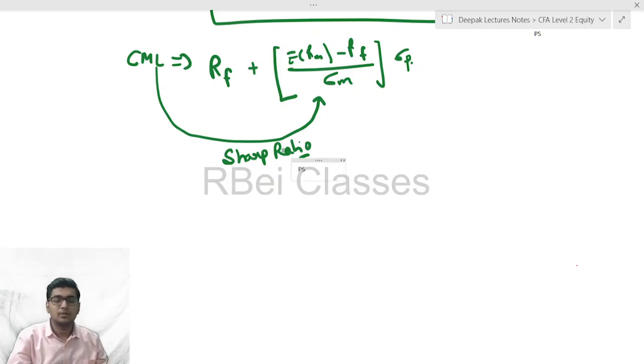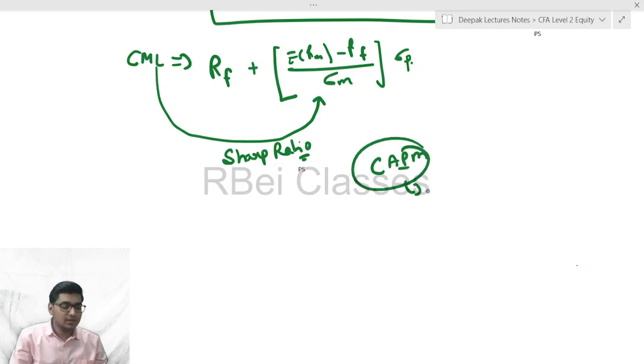Clear? Next, we have the concept of CAPM. If I start with its assumptions: securities are divisible, frictionless markets, no taxes, no transaction costs, no commissions, fractional investments are possible, perfect competition, homogeneous expectations. Then market participants can borrow and lend at RF, and investors make their decisions based on expected return and variance. These are the few points which come under the assumptions of the CAPM.